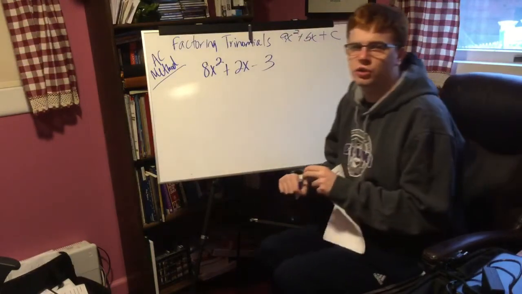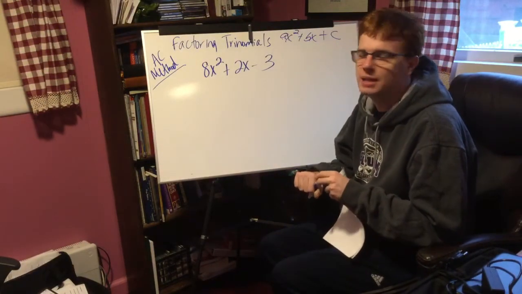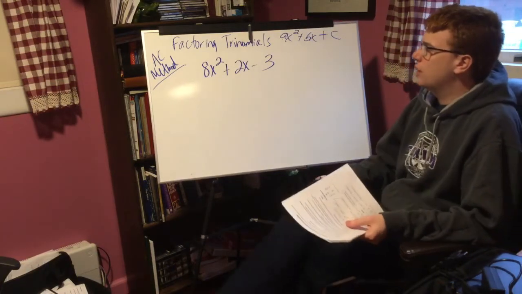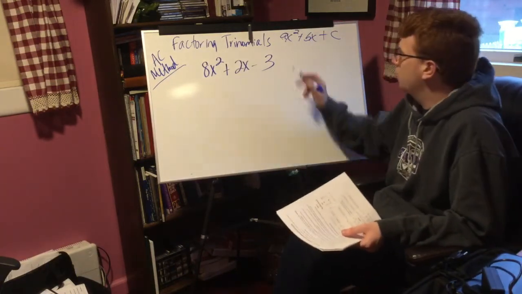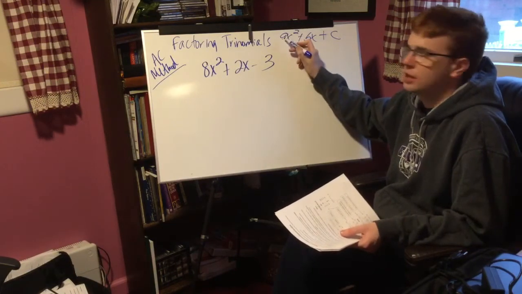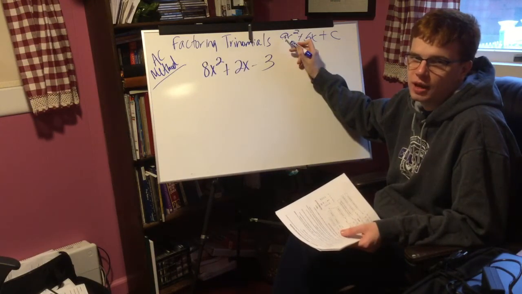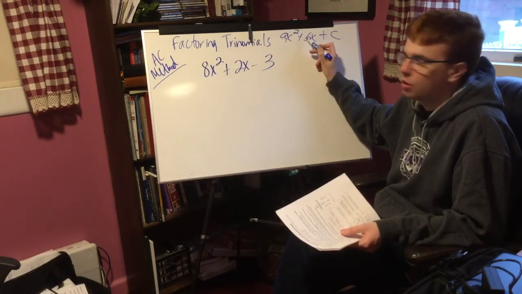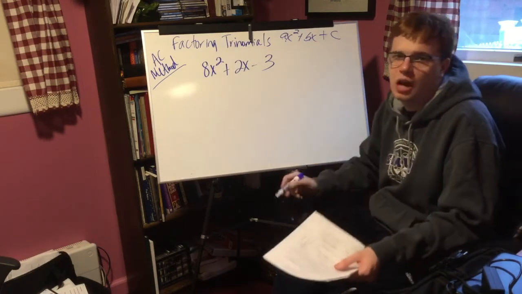Here's a video on factoring trinomials using the traditional AC method. As a reminder, all quadratic trinomials can be written in standard form, which would be ax squared plus bx plus c, where a is the coefficient, or the number multiplied by the x squared term, b is the coefficient of the x to the first power term, and c is your constant.